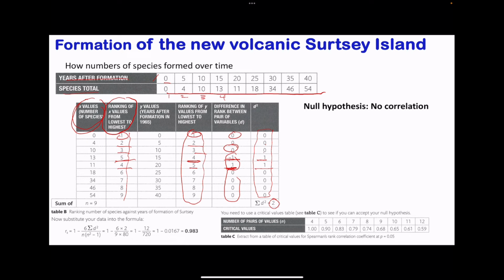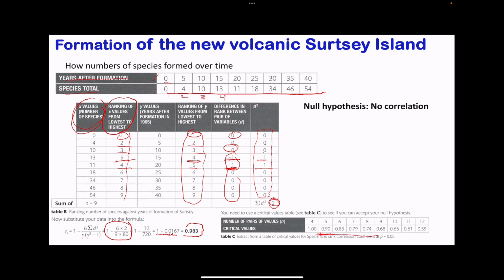Now remember our formula for calculating the rank correlation is going to be 1 minus 6 times the summation of d squared. So this is going to be 1 minus 6 times 2 divided by the number of data sets, which is 9. So we have 9 into 9 squared, which is 81, minus 1. So it's going to be 9 times 80. Using your calculator, you're going to get 1 minus 0.0167, which is 0.983.